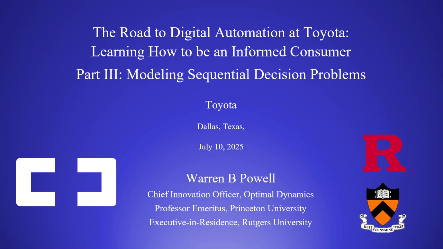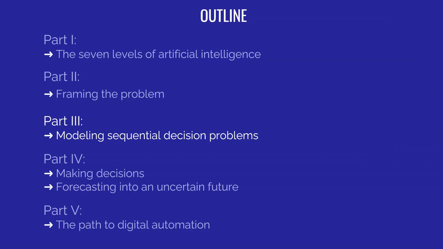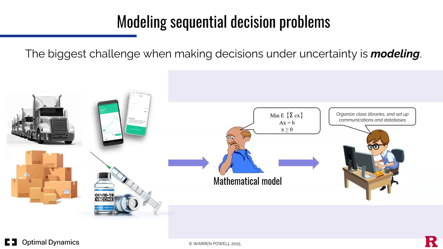Welcome back to part 3 of the Road to Digital Automation at Toyota, Learning How to Be an Informed Customer. Part 3 is Modeling Sequential Decision Problems. Now, I need to make the point that we're going to talk about a general modeling framework. This is not aimed at people who are actually going to do mathematical modeling, but more to make the point that if you follow my guidance for framing the problem, you could model it if necessary, which means there's a path to putting this on the computer.